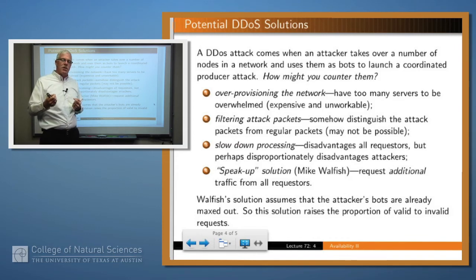The people who are sending you malicious packets from botnets are probably maxed out. They probably can't send you any more packets, but your legitimate customers can ramp up their activity and send you additional packets, and thereby the percentage of legitimate traffic within the traffic that you've got coming across your firewall is increased with respect to the malicious traffic. And that helps in some cases.